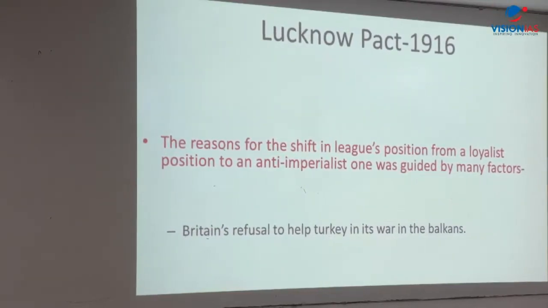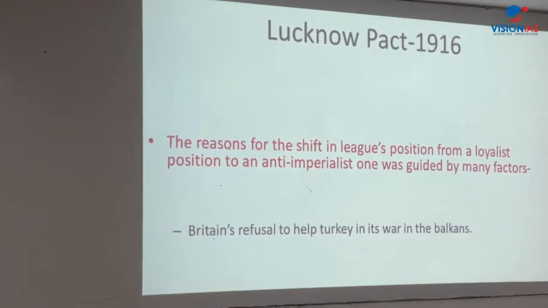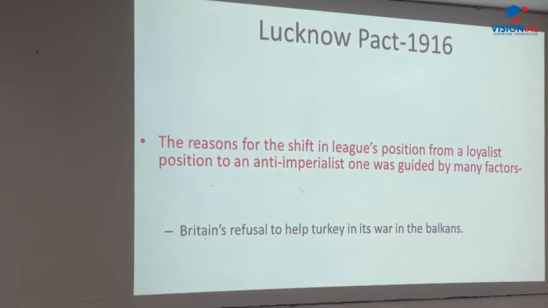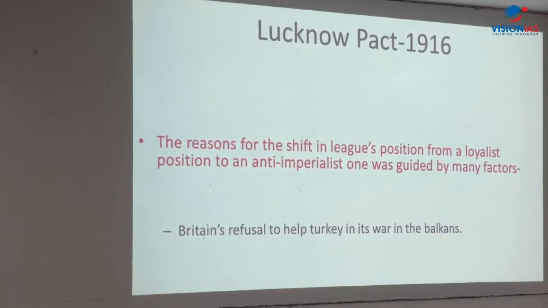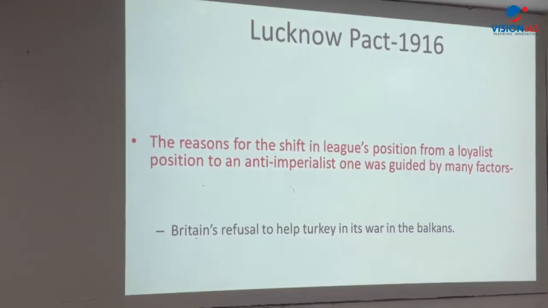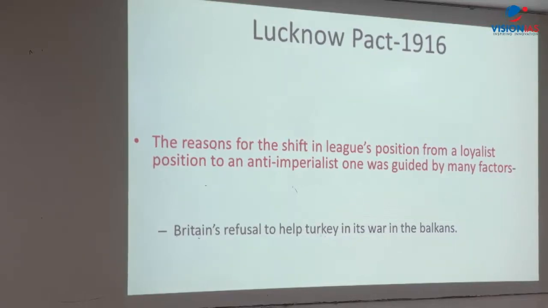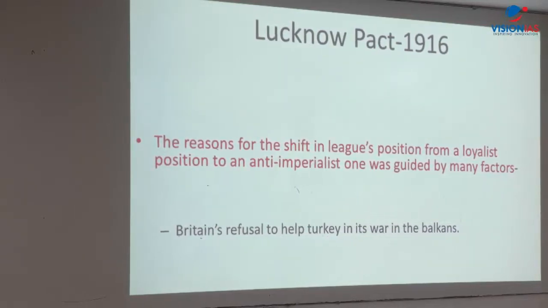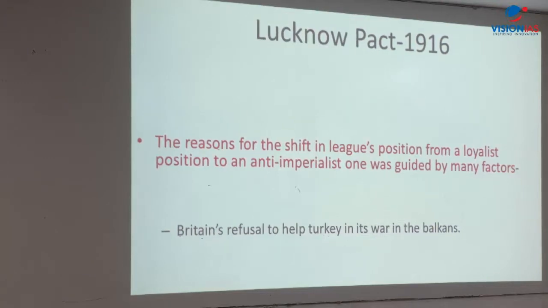In the sense, the second important reason also was that even before the Khilafat question had arisen, the Muslim League had been saying that Turkey, or the Ottoman Empire, should not be subjected to any kind of vindictive action by the British. But the British had made it very clear in 1915 and 16 that Turkey is on the opposite side and it will have to bear the consequences. So Britain's refusal to help Turkey in the war in the Balkan region itself was also because the Ottoman Empire wanted to expand in the Balkan regions then.